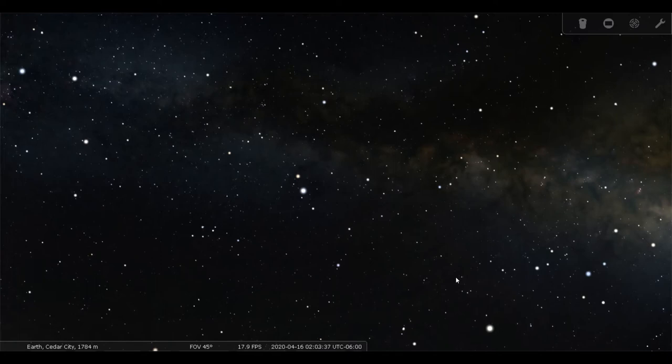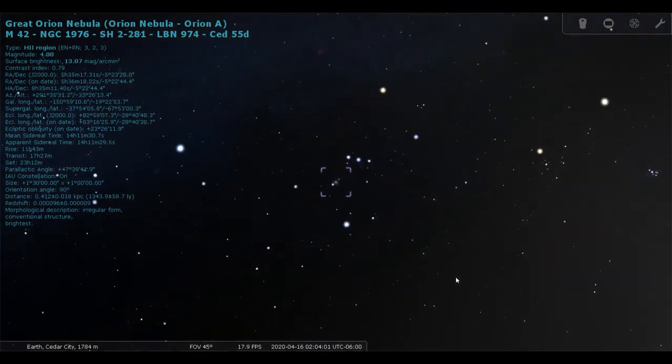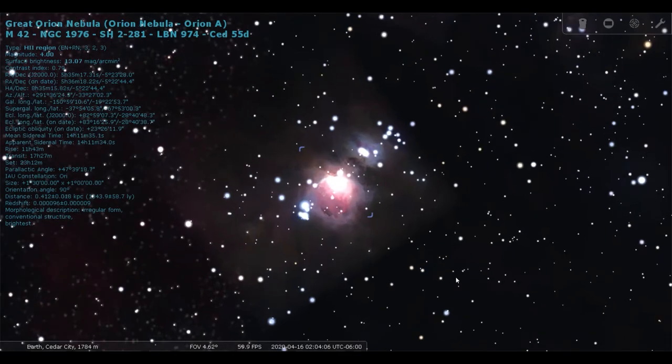So we're just going to look at a few specific objects here, sort of detailing the life of a star. So we've seen a lot of stars here, right? But I'm going to zoom in on the Orion Nebula, or the Great Orion Nebula, which is what's known as a stellar nursery.